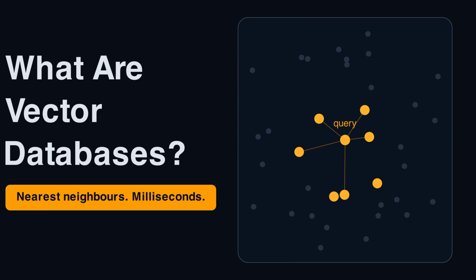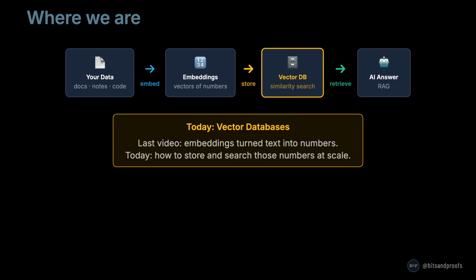Today's a foundations lesson, vector databases and how they make it possible to search millions of embeddings in milliseconds. Here is the full pipeline. Your documents go through an embedding model. Each document becomes a list of numbers. Those numbers go into a vector database. When a user asks a question, the database finds the closest embeddings. The matching text is handed to the AI, and the AI gives an answer. This whole chain is called RAG.